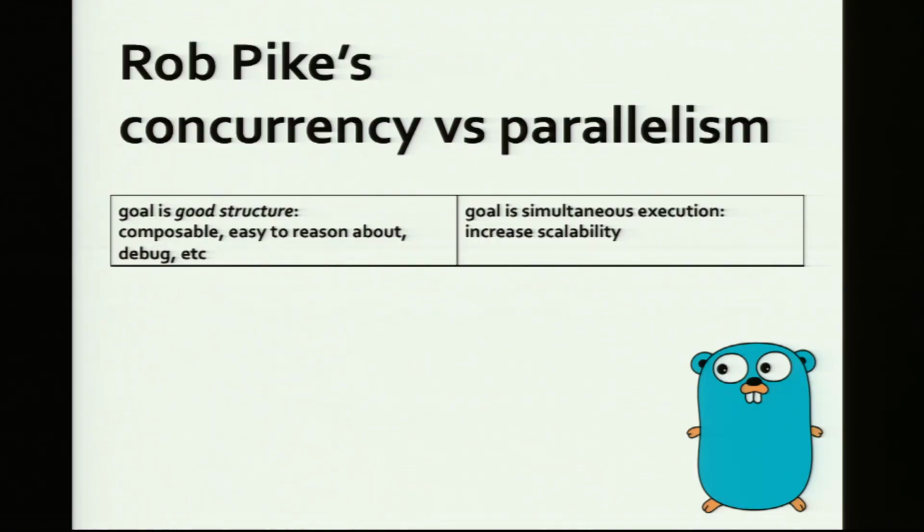Versus parallelism, where the goal is actually simultaneous execution. The goal is that I want to run these things in parallel. The goal is that I want to do things in a scalable way. I want to run more of them, and I want that to actually work.